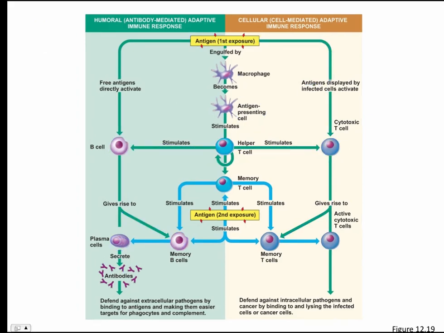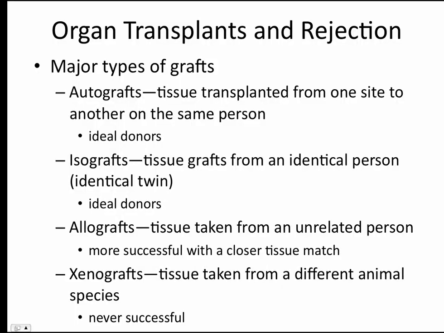Once again, make sure that you're comfortable going through this entire illustration and explaining the different pathways of the immune response. Now let's go over organ transplants and rejection. Once again, this is the recognition or non-recognition of surface antigens, and these are the major types of grafts you can have. You can have autografts, where you remove tissue from one part of your body and put it in another region. This is common especially in burns. If you want to take tissue from one area, you can bring it to another.